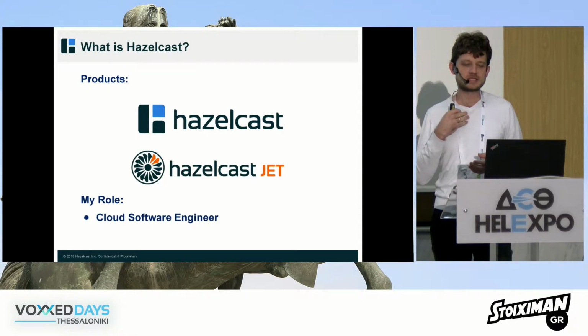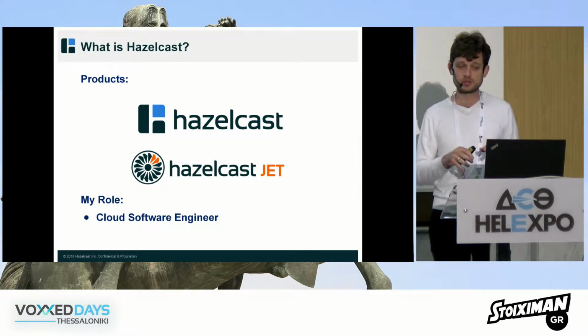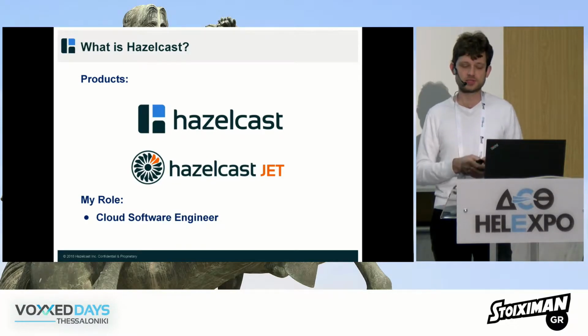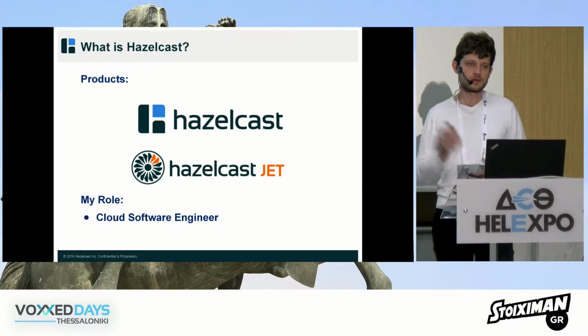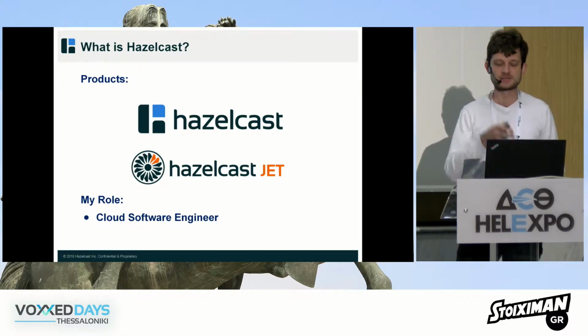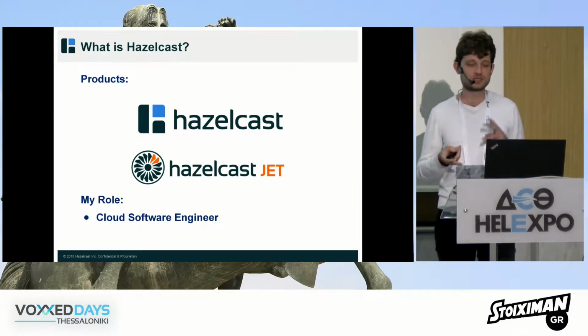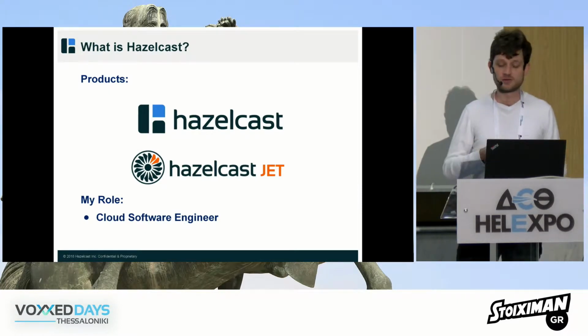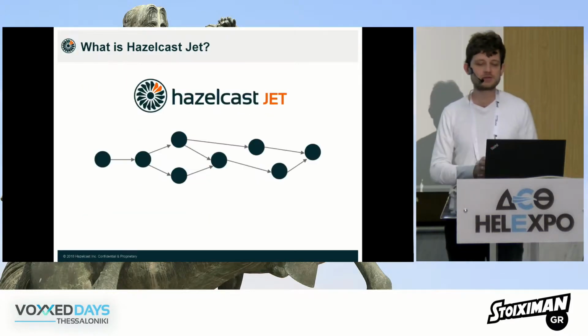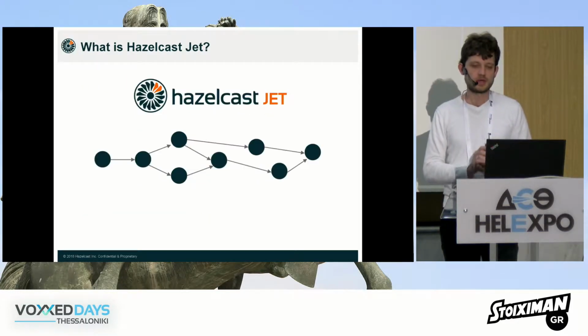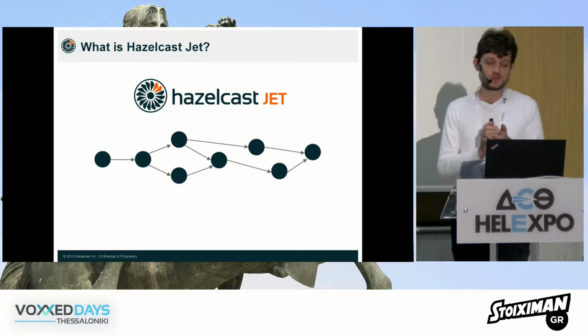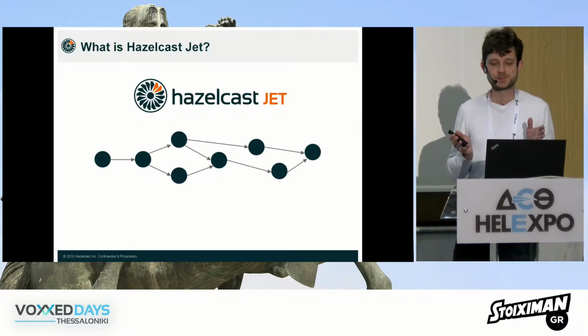My role is a cloud software engineer, so I write code which is related to the integration with different cloud platforms, with Kubernetes, which you may have heard about in the last presentation, with AWS, with Google Cloud Platform, with Azure, and so on. But coming back to Hazelcast Jet and the stream processing. So what is stream processing?